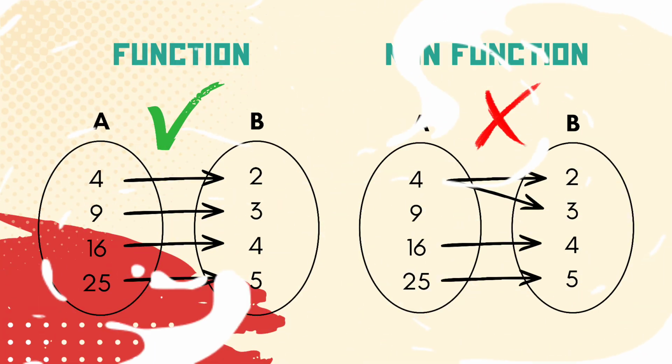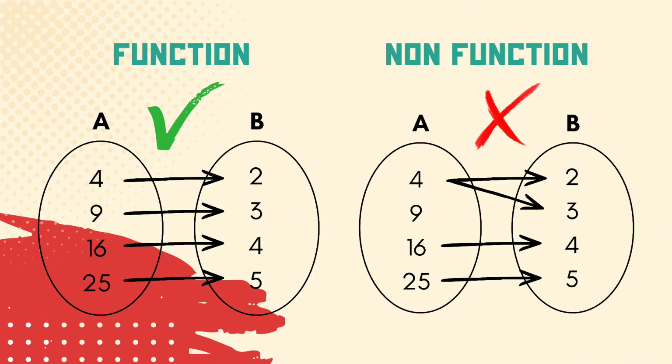to set B. The set A is called the domain, and the set B is called the codomain. The set of all outputs that are actually produced by the function is called the range, and it is a subset of the codomain. The main idea of a function is that one input cannot have more than one output.